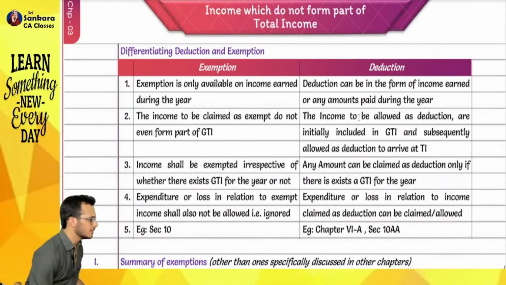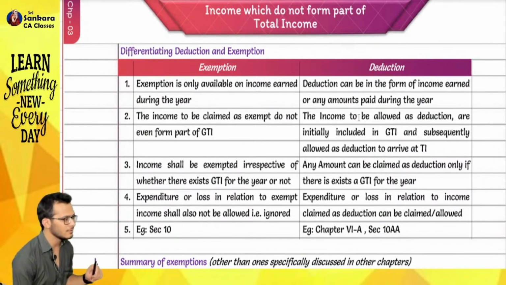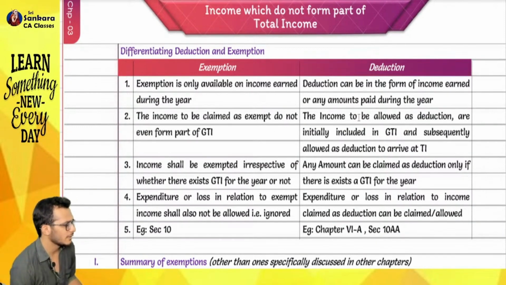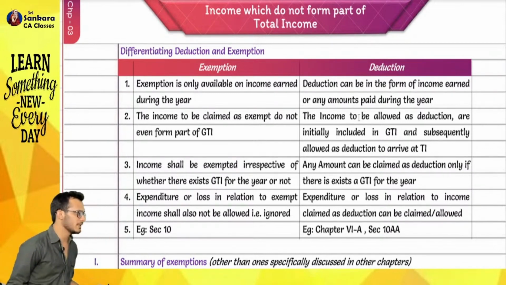Completing the smaller leg of the chapter so that we can come to the balance ones. We are on page number 186, which talks about income which does not form part of total income. Yes, we are into exemptions. Let's first understand the difference between an exemption and a deduction.